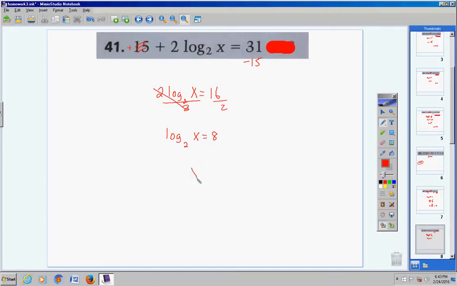So I would have x equals 2 to the 8th power. So obviously with your calculator, if you type in 2 to the 8th power, you're going to get 256. Now check that answer, make sure it works. The only x up here I see is this x right here, so for that x I'm going to put 256. And my argument is positive, so this answer does check.